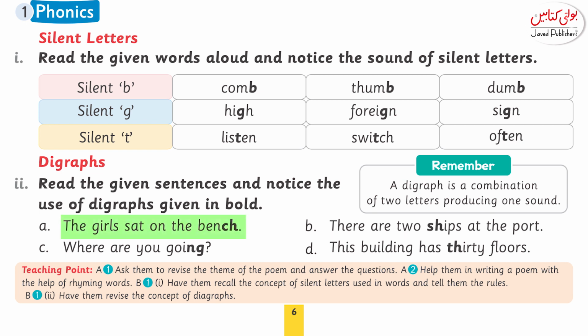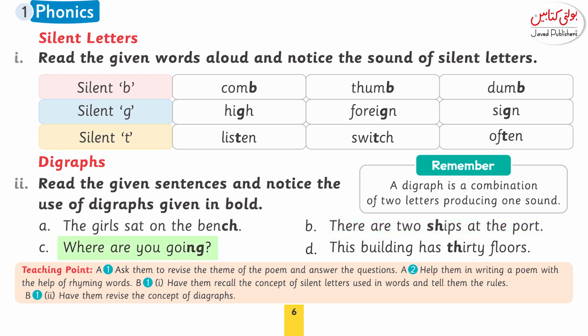Number 1, the girl sat on the bench. On the bench. So, in this word bench, CH sound would be CH. The girl sat on the bench. Number 2, there are two ships at the port. There are two ships at the port. So the sound of S and H will be merged. ये दोनों मिलकर एक sound produce करेंगे.